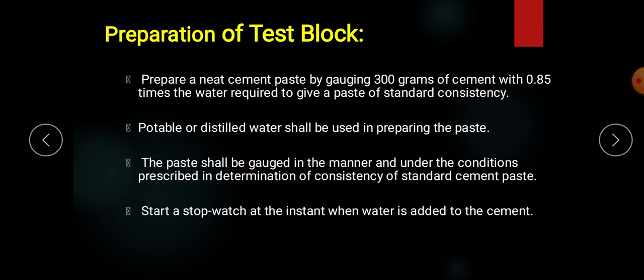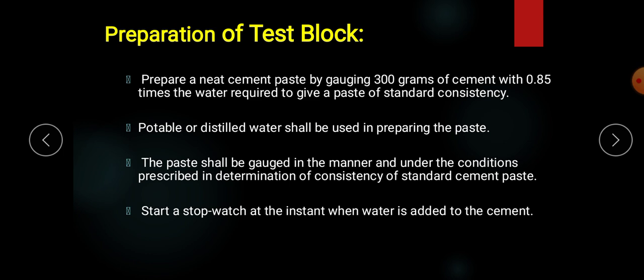We need to mix the sample and place it into the mold. So that complete process is nothing but the gauging time. The paste shall be gauged in the manner and under the conditions prescribed in the determination of consistency of standard cement paste. So we need to follow that proper gauging time.